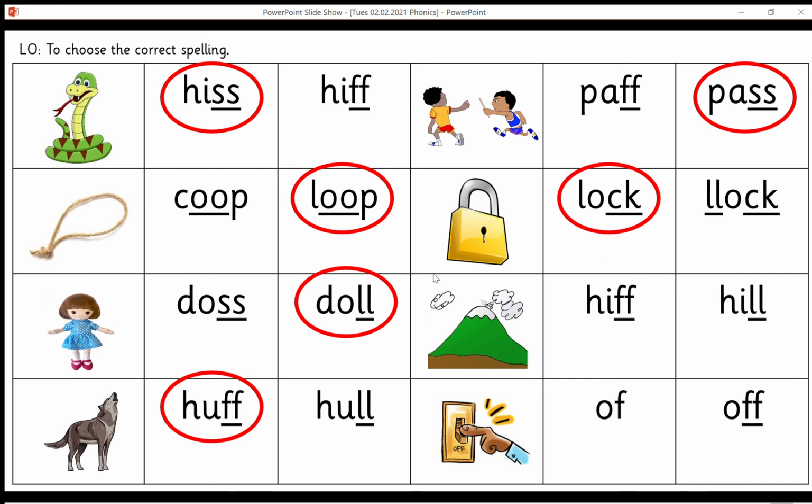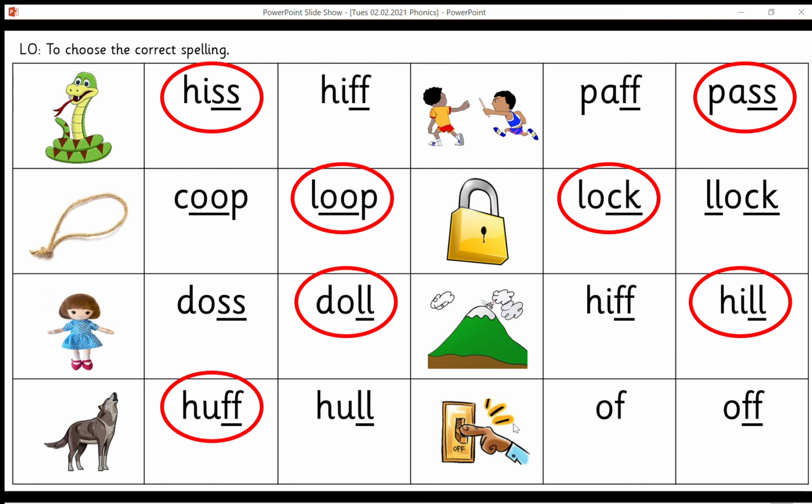Okay, this one. Now, what do you think the word is? It's this green thing here. That's right, it's hill, isn't it? Okay, let's get reading. H-i-f, hiff, or h-i-l, hill. Hiff or hill, which one do you think it is? Okay, let's see if you were right. Good job, everyone. Super. Okay, last one.